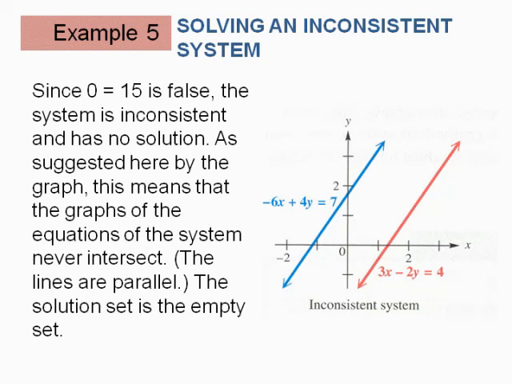And notice here, if we were to graph these things, then 0 equals 15 is false. As I said, the system is inconsistent, has no solution. As suggested here by the graph, that means the graphs are, guess what kind of lines? Parallel. There will be no point where they ever cross.